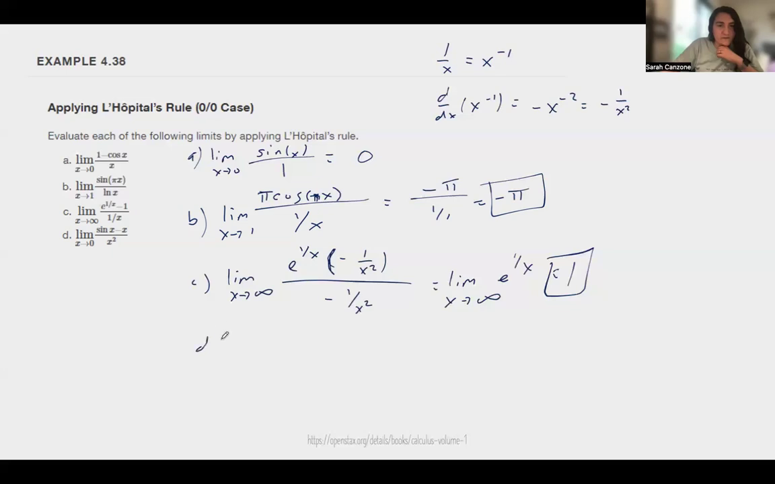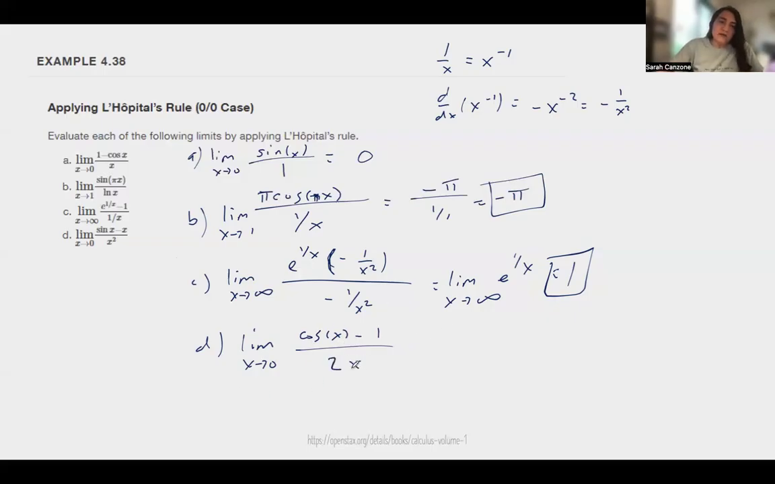Let's take a look at the last one. Here's D. Again, try to plug in 0 here. Sine of 0 is 0, minus 0, that's 0. So on the numerator, 0. 0 squared is 0. So that's 0 over 0. So that means we have to use L'Hopital's rule. So we have the limit as x approaches 0 of the derivatives. So the derivative of sine of x is cosine of x minus the derivative of x, which is 1, over the derivative of x squared, which is 2x.